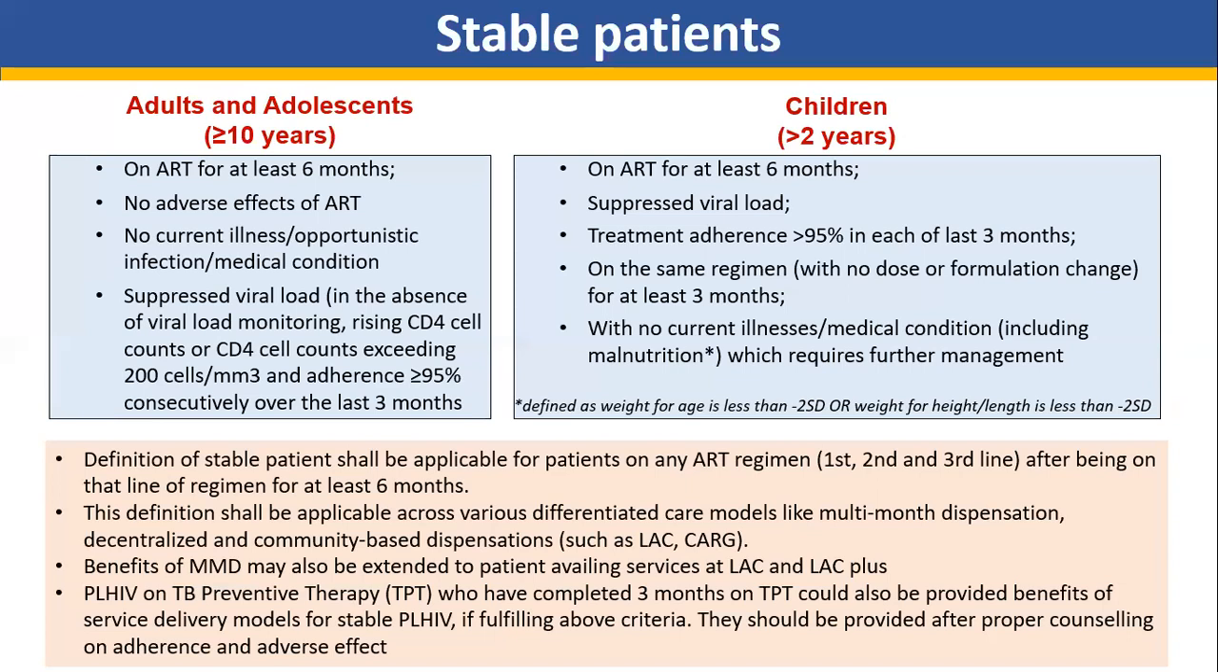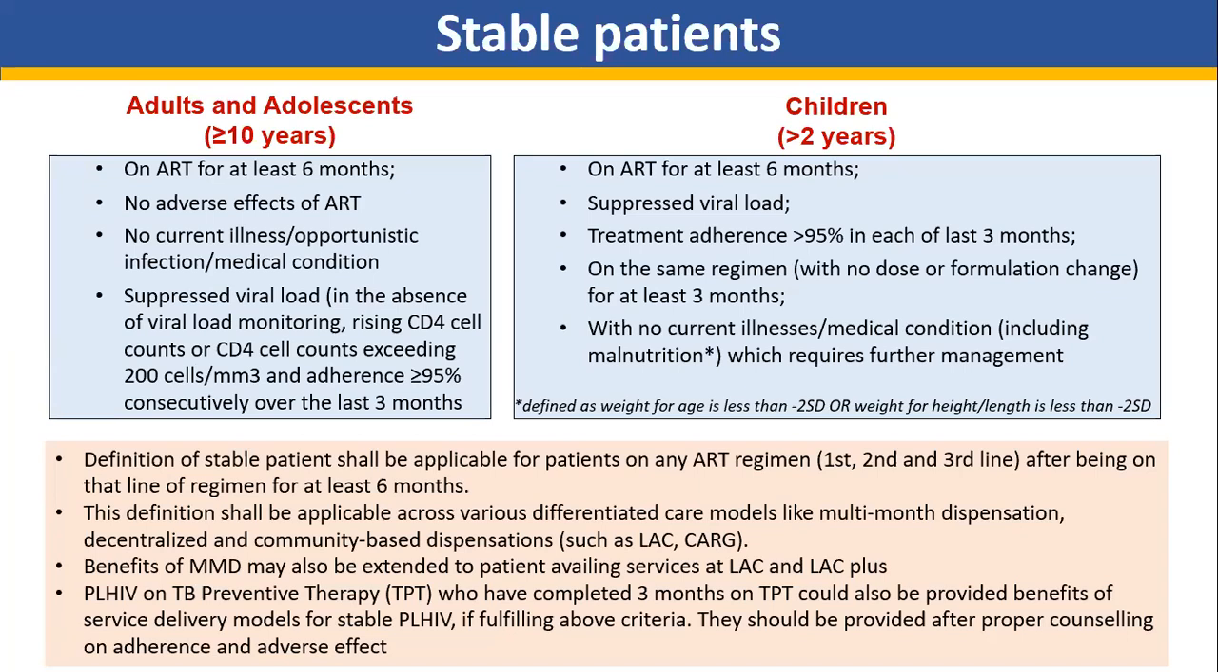So maybe multi-month dispensation or decentralization to the linked ART centers, or there are other examples of community-based dispensation for such individuals. And benefits of multi-month dispensation should be extended to the patients who are stable, and these services can be availed at LSC or LSC plus centers.